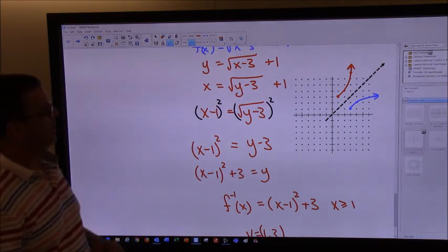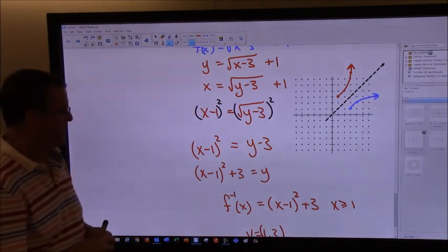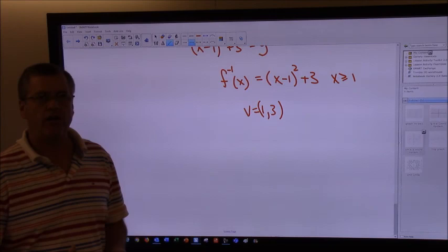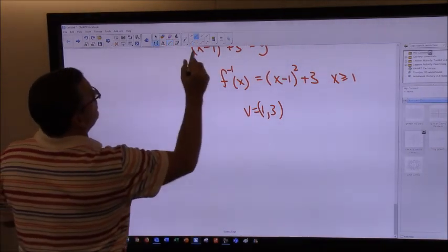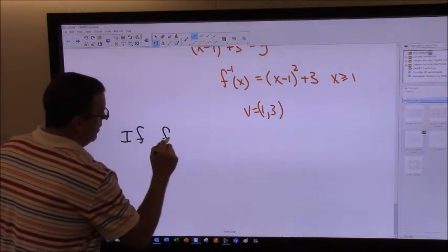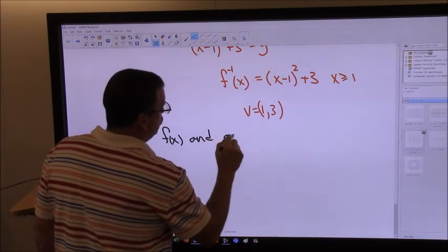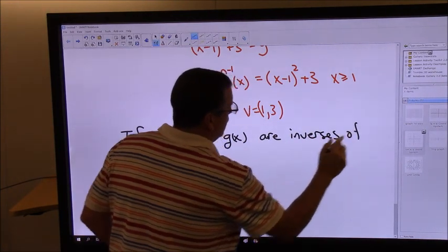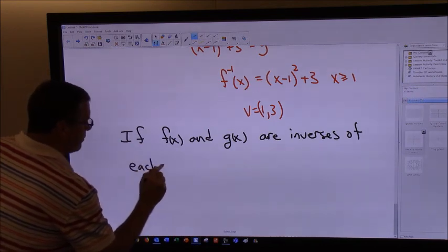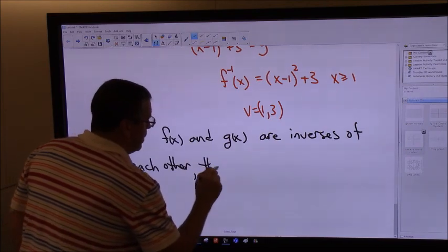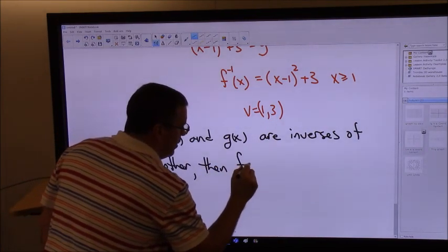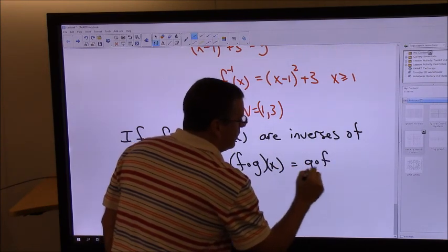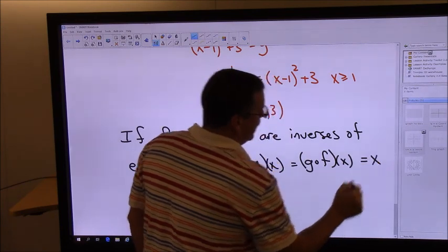All right, so that's one thing we have to do for today, is we have to be able to find an inverse function. The second thing we want to do is we want to be able to determine if two functions are inverses of each other. So if f of x and g of x are inverses of each other, then f of g of x has to equal g of f of x, which has to equal x.